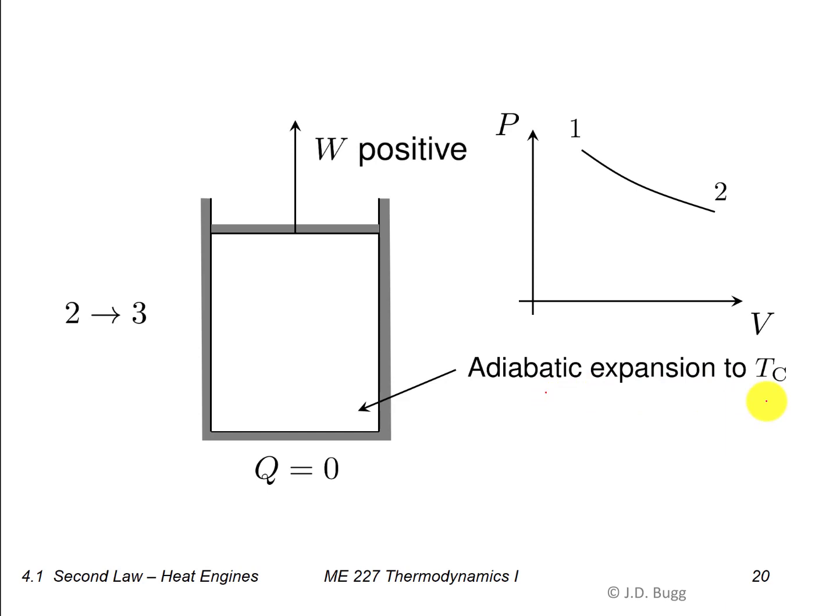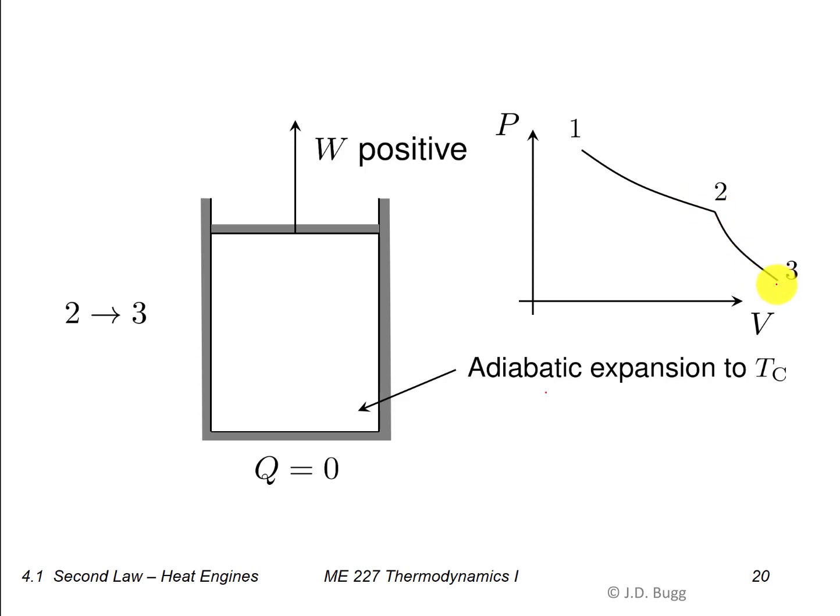Work will still be developed during this process, so positive work still. And on the PV diagram, the temperature will decrease. So notice this is a steeper line. That's a line of constant temperature, but now with further expansion, the temperature drops down. So this is a steeper line. So point 3 is this new temperature Tc, the cold temperature. So that's fine. This is just the technique that we've used in this particular cycle to get down to a lower temperature.